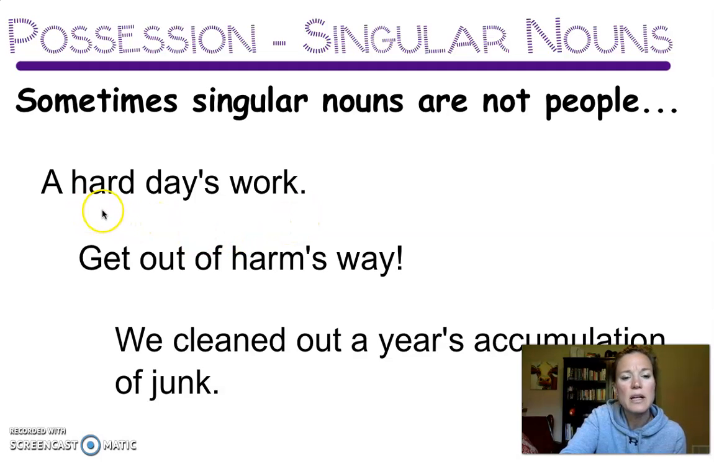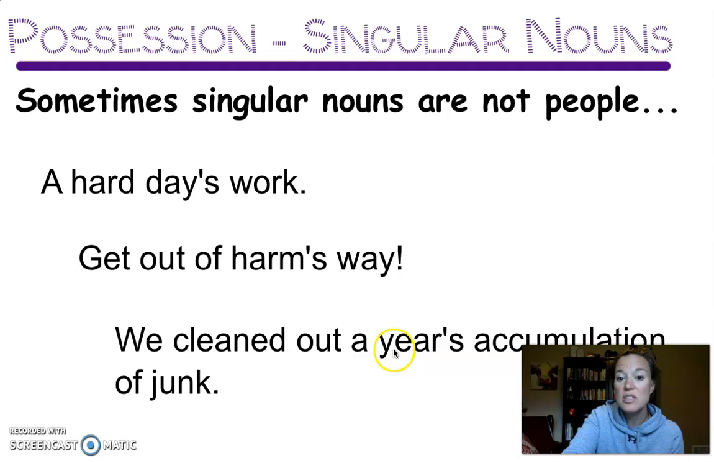Look at this example. A hard day's work. I'm only talking about one day. A hard day's work. So the apostrophe S is showing ownership. The work belongs to that day. A hard day's work. Get out of harm's way. I'm not talking about more than one harm. No, I'm saying that the way belongs to harm. It's harm's way. So apostrophe.